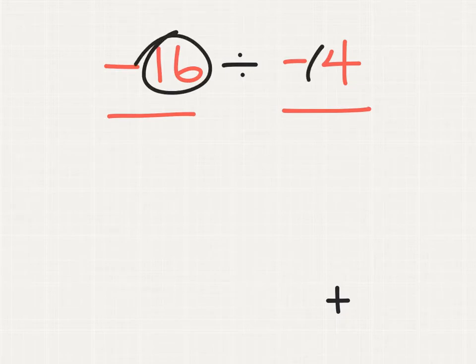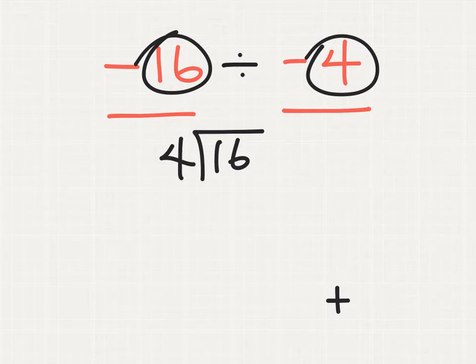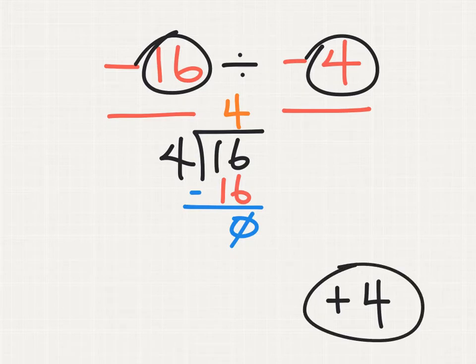16 divided by 4. I believe I can make 4 groups of 4 from 16. 4 times 4 is 16. 16 minus 16 is 0. I have no remainder. 16 divided by 4 is 4. And since the signs were the same, my solution is positive. Negative 16 divided by negative 4 is positive 4.